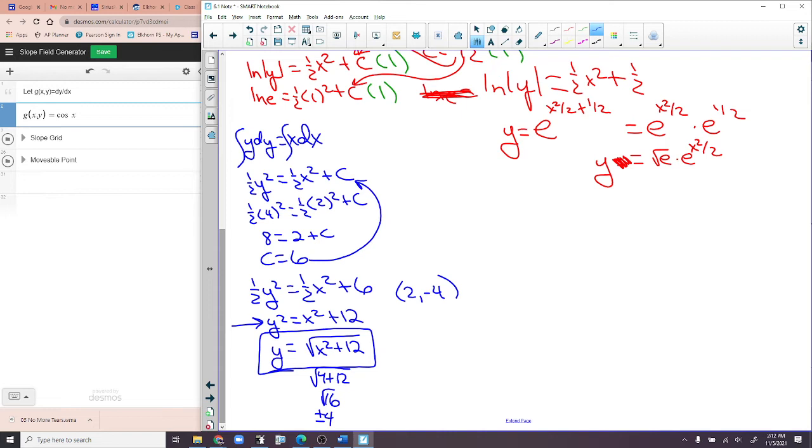Now, if we're given this, then it's y is equal to negative square root of x squared plus 12. So you'll go through all that work, and if you put the wrong sign, you don't get the point, just because of that negative. It's on the top half of the hyperbola. So you can't put the bottom half. You can't put the negative unless you're given a point on the bottom half of the hyperbola. Then it is negative.